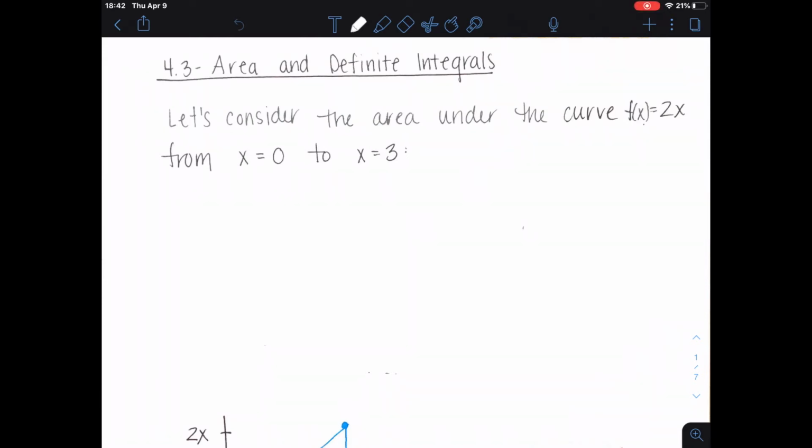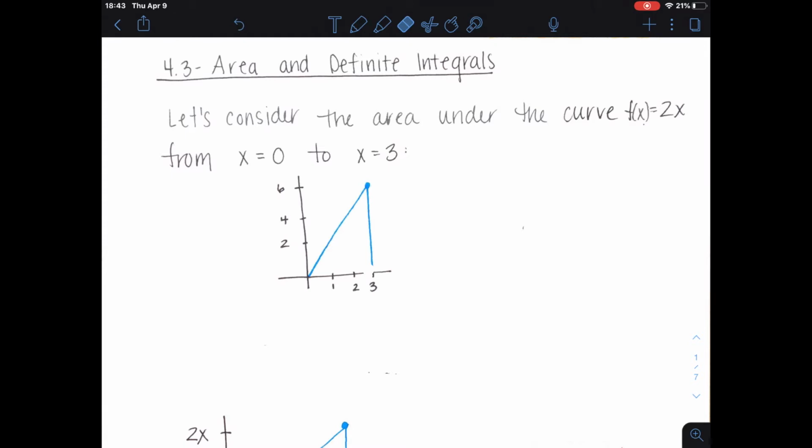So we saw in the last section that we could talk about the actual area under a curve using a definite integral, but we don't know how to actually calculate that yet. So we want to see this relationship between the antiderivative and the area underneath the curve. So let's consider the area underneath the function f of x equals 2x from 0 to 3.